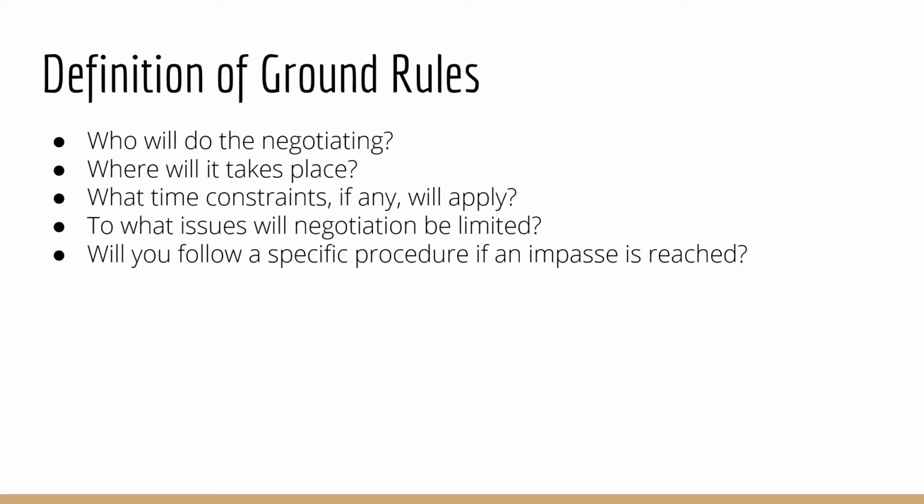Next step is the definition of ground rules. This is one of the most important steps of the process because it is when you define with the other party the conditions and rules of the negotiation itself. So here you will need to clarify who will do the negotiating, where will it take place, what time constraints, if any, will apply, to what issues will negotiating be limited, and if you will follow a specific procedure if an impasse is reached.